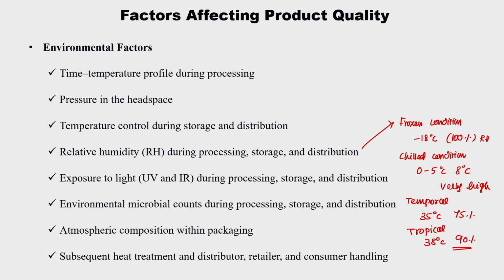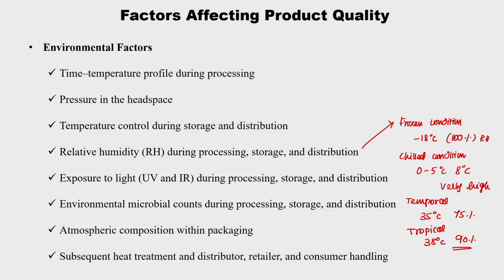And exposure to the light during processing, storage and distribution. This also we have seen, and there are certain food packaging considerations which take care of this IR permeability, UV permeability, whether my product deteriorates under those conditions or not. And environmental microbial counts during processing, storage and distribution. Though we have given enough thermal treatment, after the treatment, how the product is distributed or stored, based on that there may be some contamination, so that also affects the product quality.